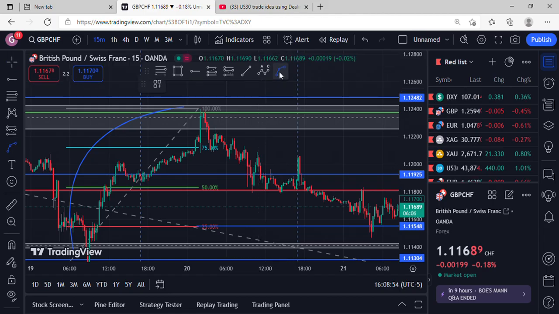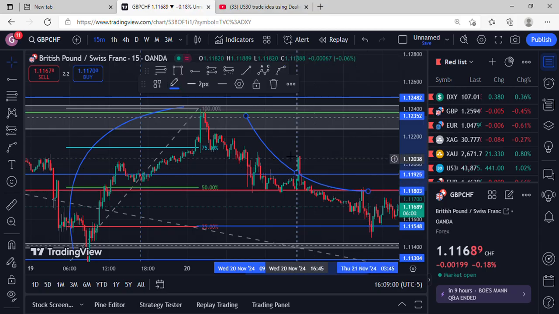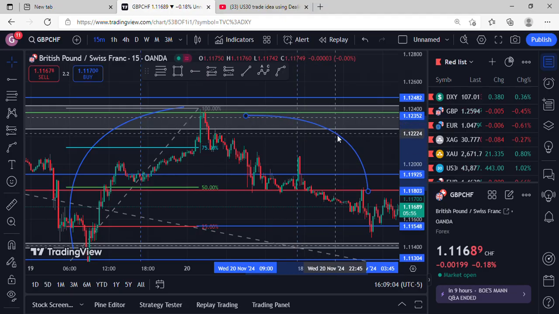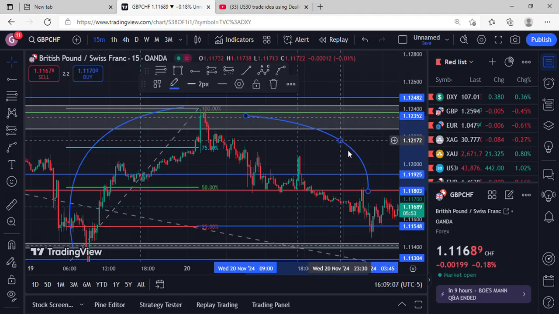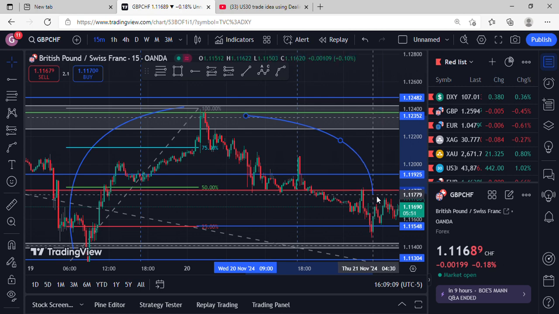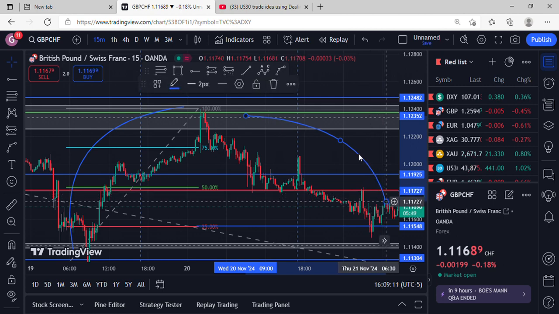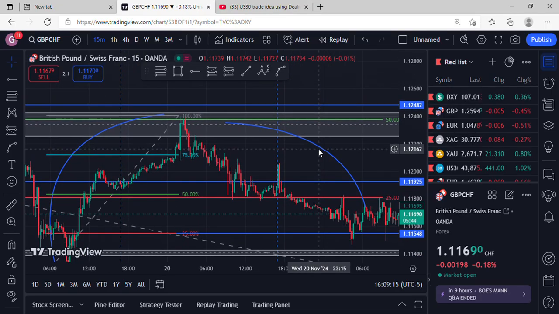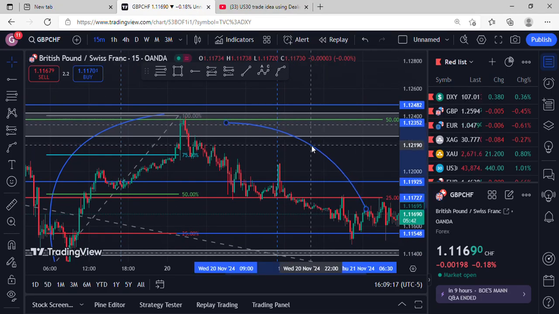Then this would be the sell side of the curve. That would give us the sell side of the curve.